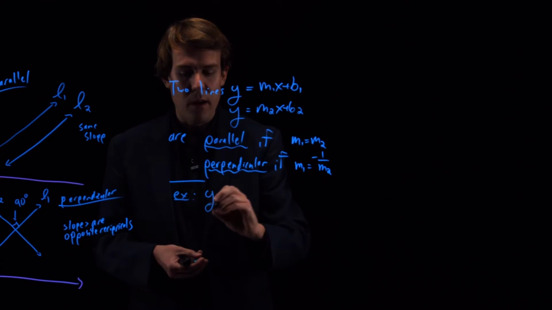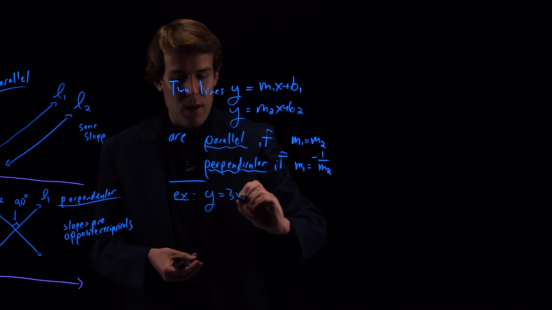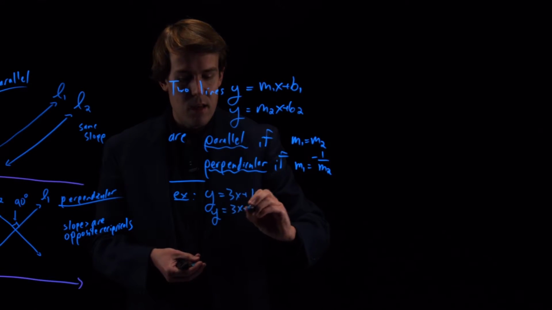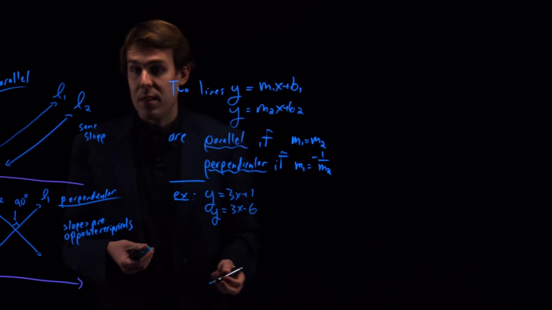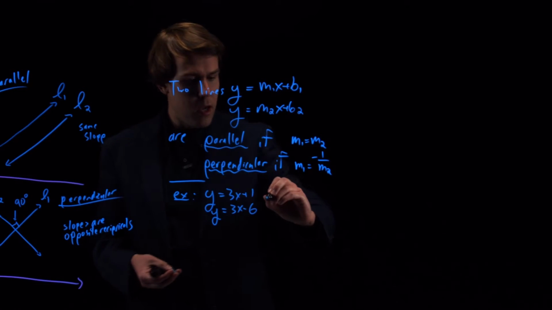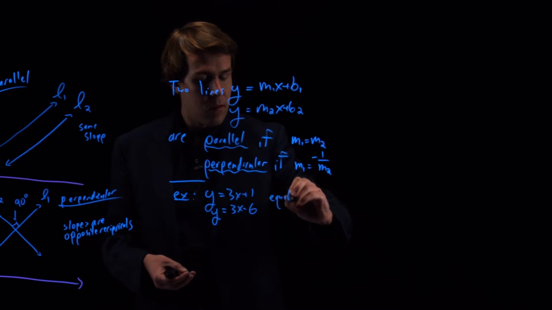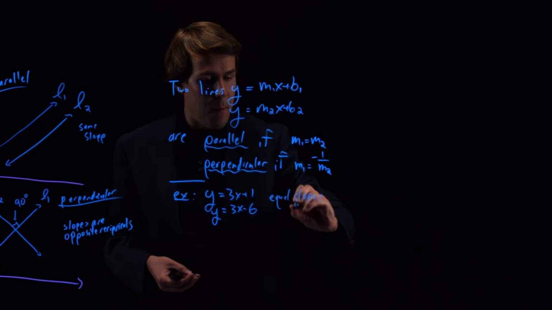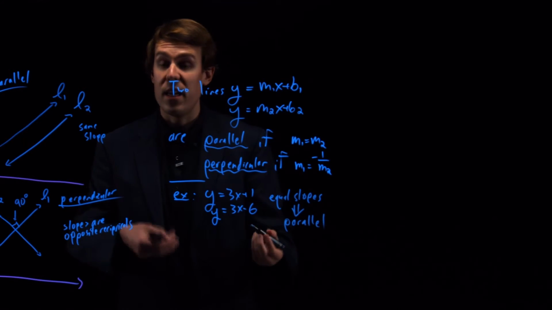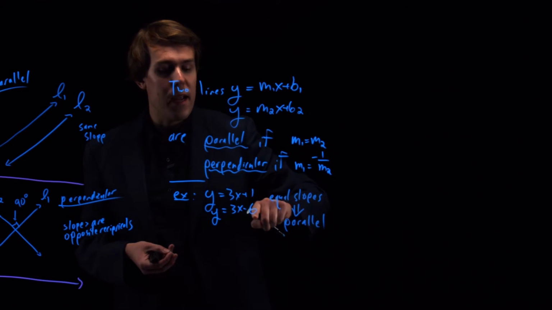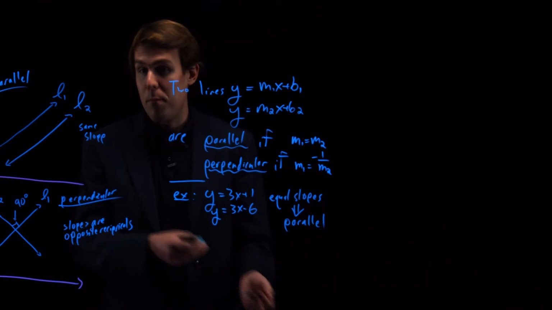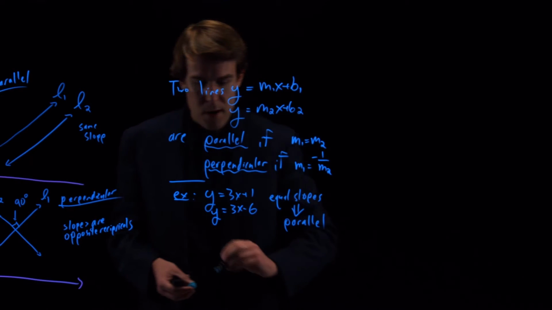So we'll start with the following. The first line will be y equals 3x plus 1, and the second will be y equals 3x minus 6. And we ask, are the slopes equal or opposite reciprocal? In this case, the slopes are equal, so we can conclude that they are parallel. The slopes are equal and equal to 3. The y-intercepts here, the 1 and the negative 6 respectively, are irrelevant to the question of if you're parallel or perpendicular.